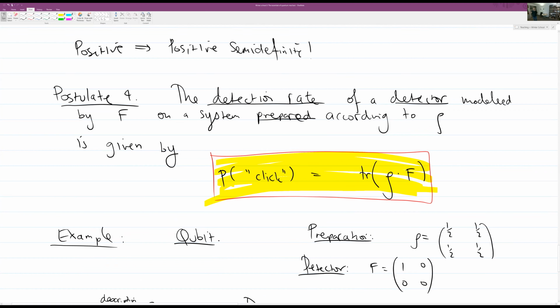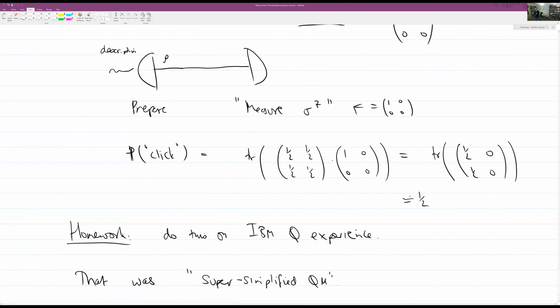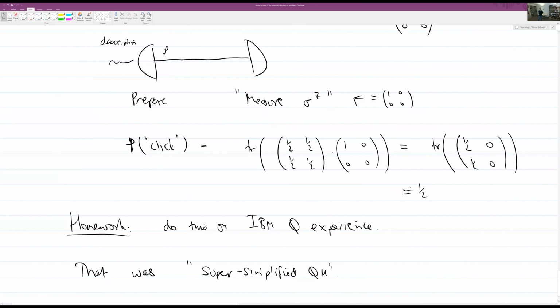Now, it's worth saying that we have these postulates, and they tell you the mathematical rules for how to model these things, but they don't tell you how to model these things, right? So suppose you have an experimentalist friend and they said, I can do the widget measurement and the bleeblap preparation. What's the right density matrix and the right F to model this experiment by your experimentalist friend? And the answer is, well, based on experience.